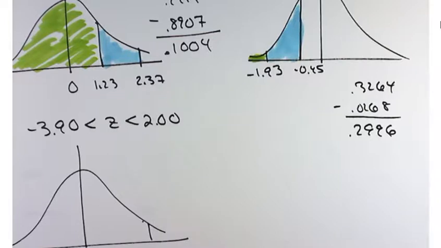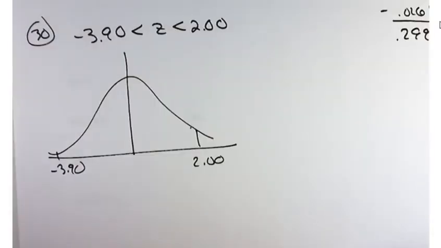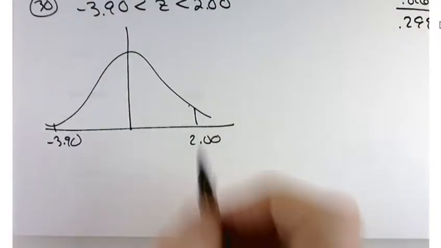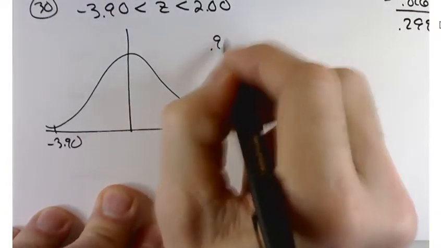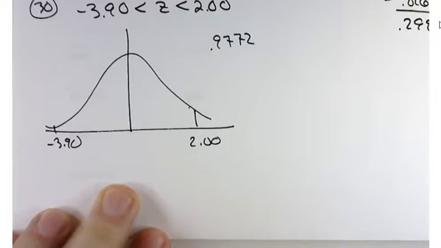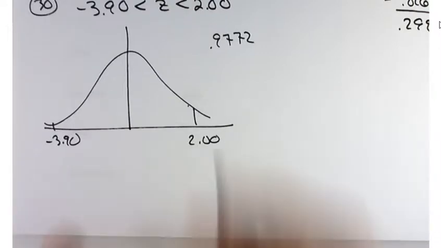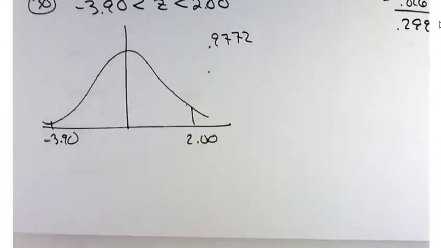How many people got that first one right? Good deal. Okay, let's keep going then. Problem number 30. Area to the left of 2, 0.9772. Sorry, I've got that one memorized. It's just in my sleep. You'll know some of these things too if you've done it a while.